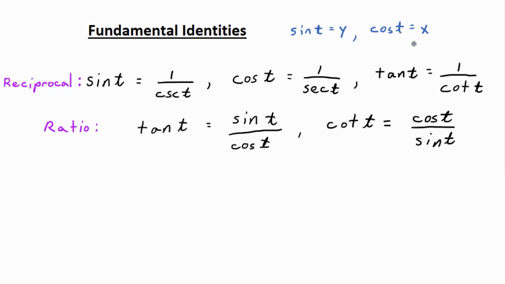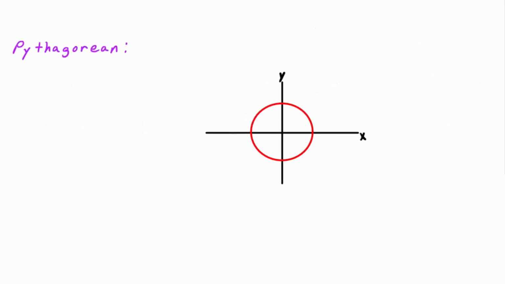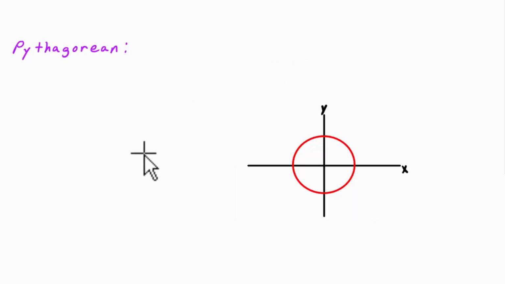But then there's some super duper important ones that my Calc 2 students are struggling with right now, called the Pythagorean identities, which I haven't listed here because those are the ones I want to spend just a little bit of time on. You absolutely have to memorize the Pythagorean identities. Here's the main one. If you memorize this one, you can come up with the other ones.